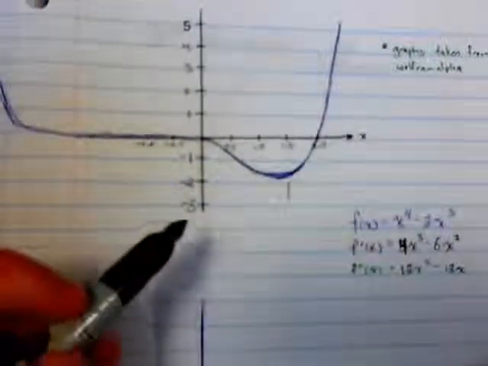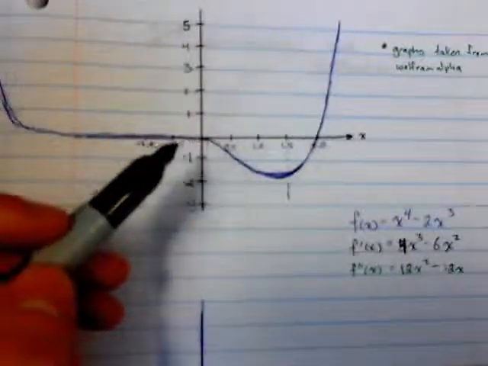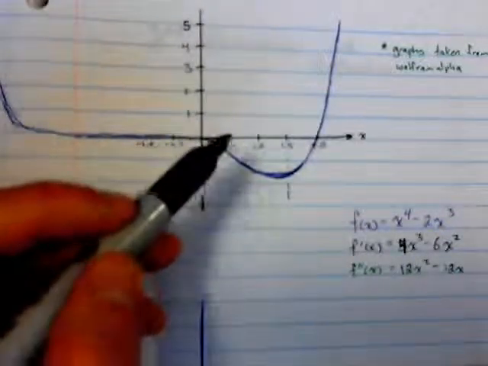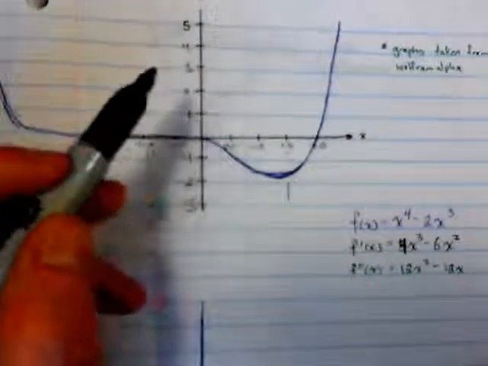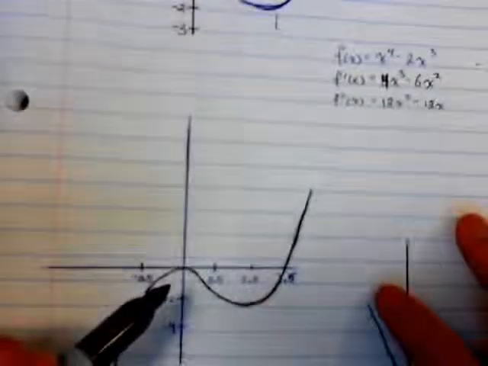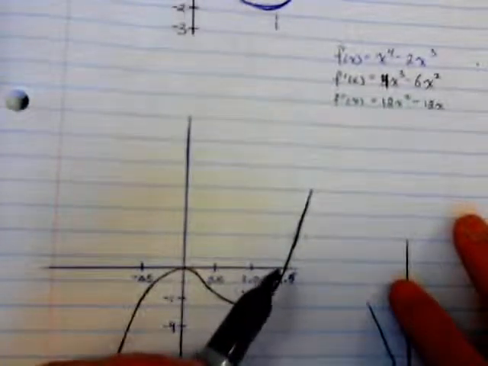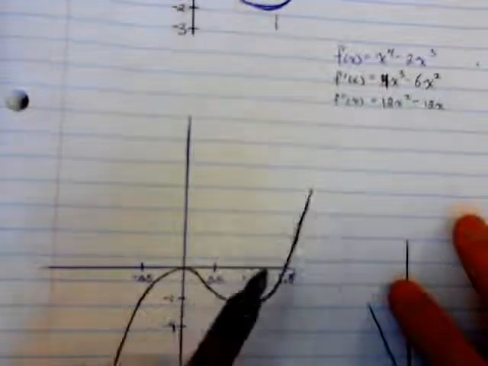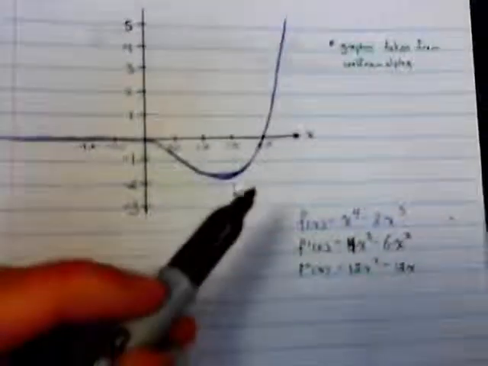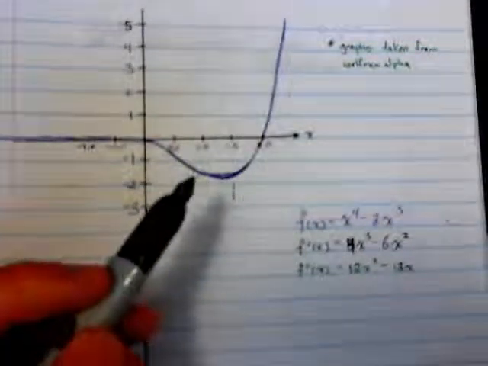This graph, if it were shifted upwards, would still have a negative slope right here. Even if the values were positive, the slope would be negative, and that's what's important when you're looking at the first derivative. And so here, the values are positive, values are negative. Here, slope is positive and slope is negative.